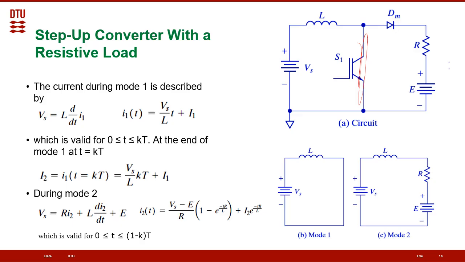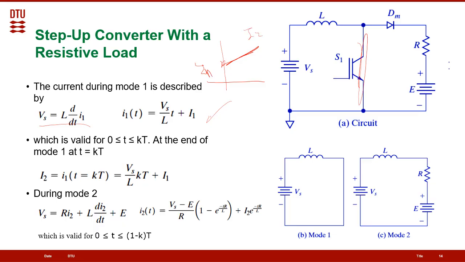So during mode 1, Vs will equal the voltage drop across the inductor, so we can just integrate this equation to get I1. And remember, this will be valid in the range from 0 up to KT, and it starts at I1 and ends at I2.